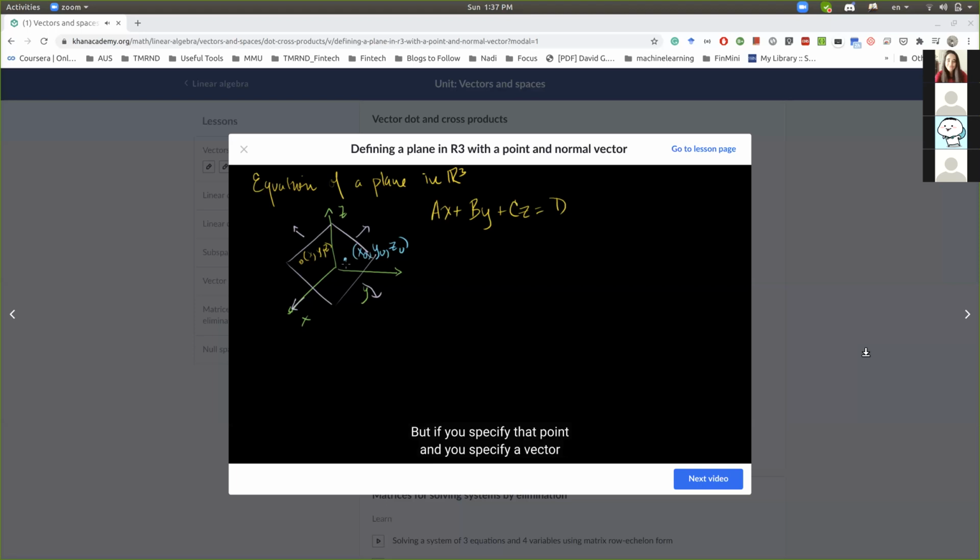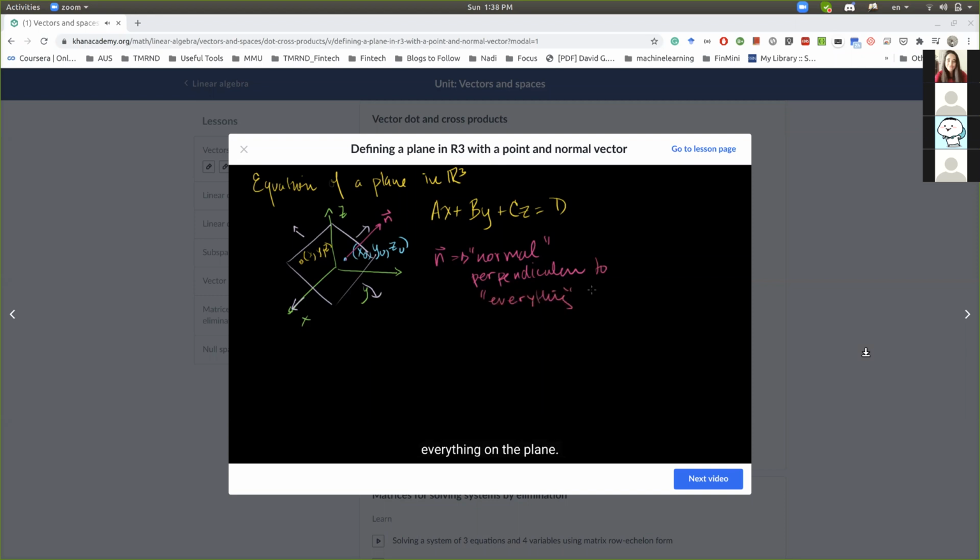But if you specify that point and you also specify a vector that's perpendicular to the plane, and I can shift a vector wherever, but let me just draw it right there. So if I also specify a normal vector to the plane, and I just used a word I haven't defined yet, n is a normal vector, which just means that it's perpendicular to the plane. It's perpendicular to every vector on the plane.